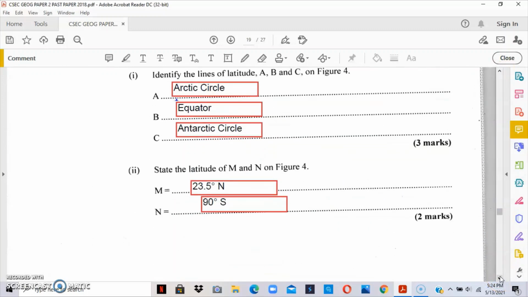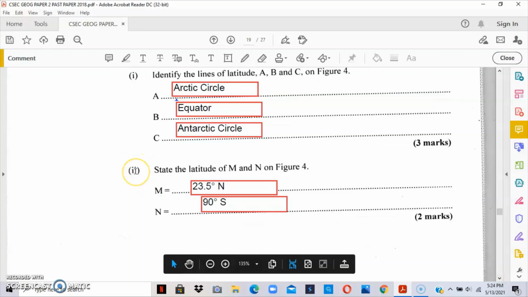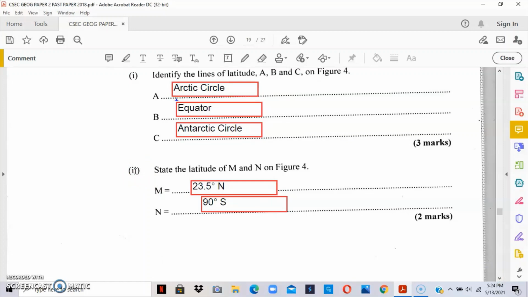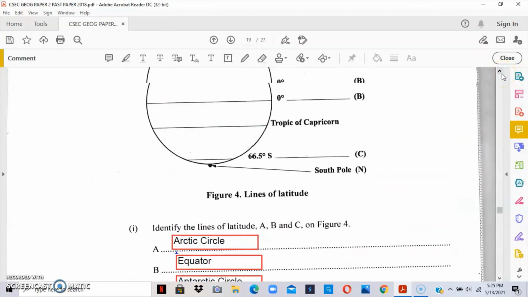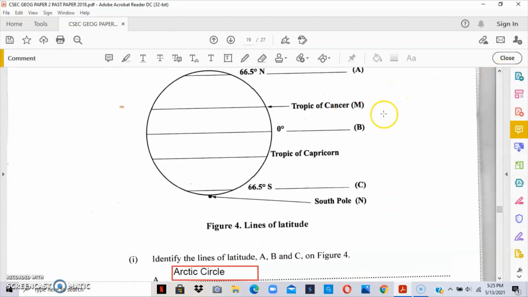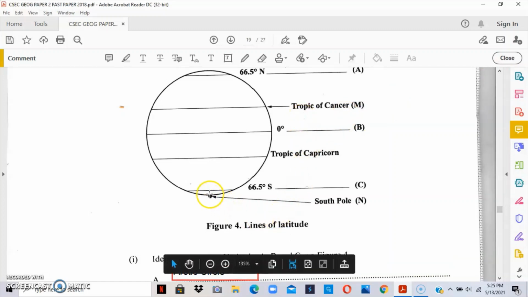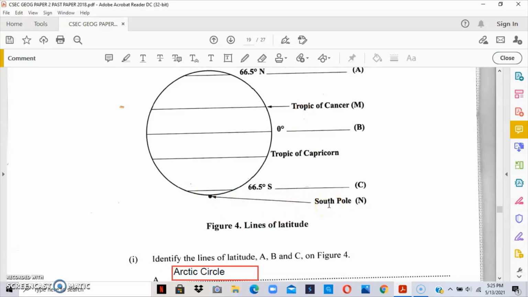Now, question 2, section 2, asks us to state the latitude for M and N. The latitudinal reading for M is 23.5 degrees north, and this is the Tropic of Cancer. It is north because it's located above the equator. N, which is all the way down here, is the South Pole, and it is labeled at 90 degrees south because it's below the equator. The poles, both the North and the South Pole, measure 90 degrees north and south of the equator respectively.